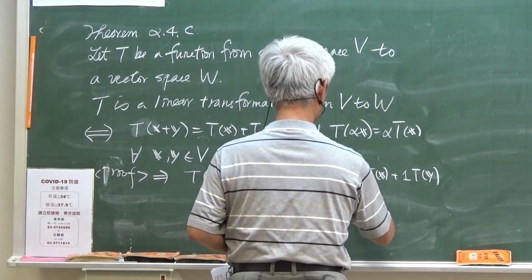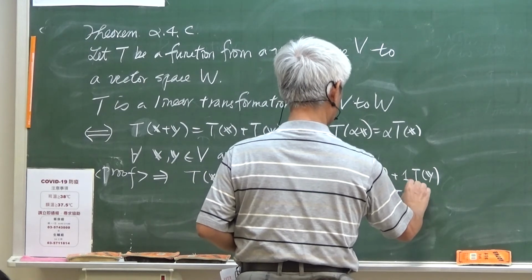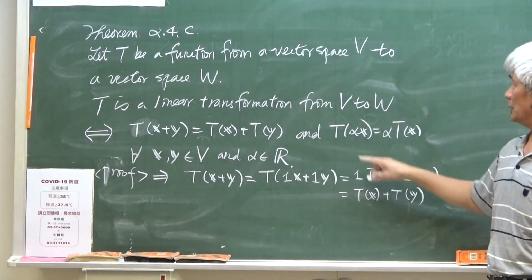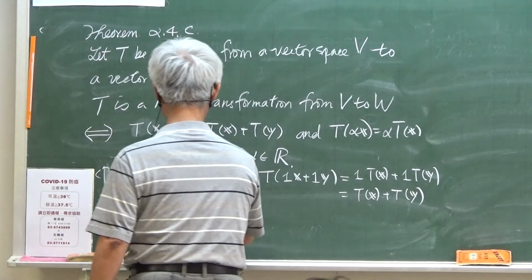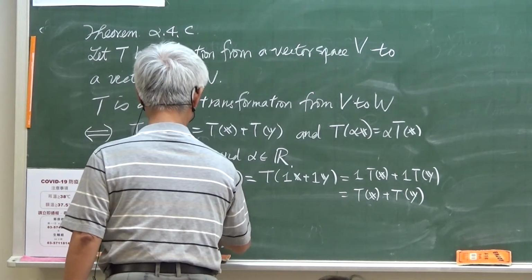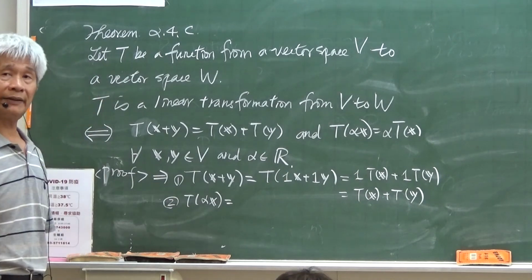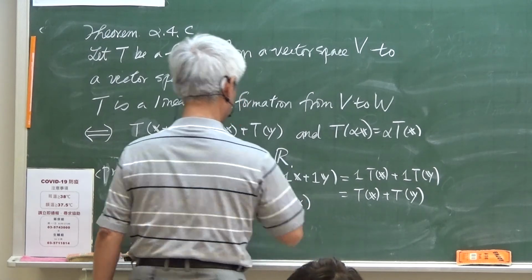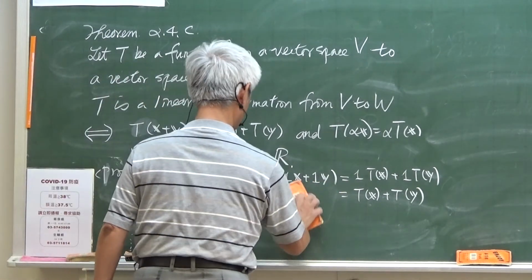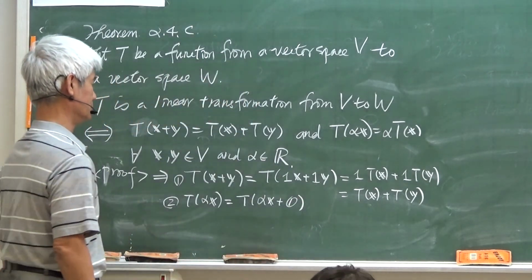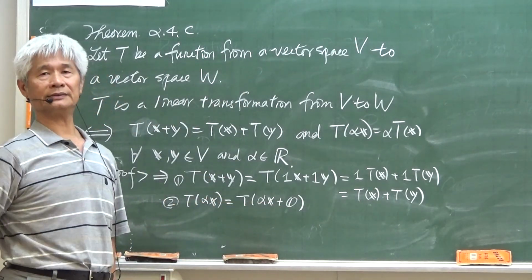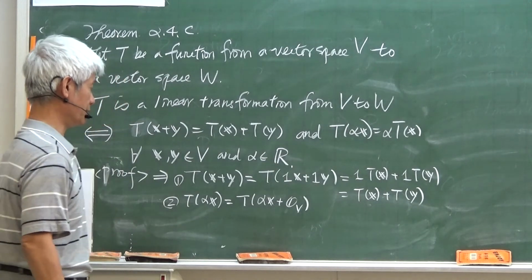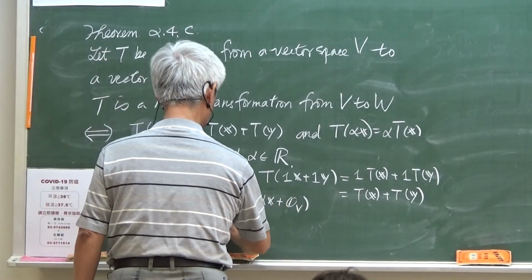Okay, and so this is T(x). So we use axiom 7 again in W, so that we have that. So we establish this. And the second thing is T(alpha x). So what's T(alpha x)? Well, T(alpha x plus 0x). Okay, maybe I will do it one by one. So I can add a 0, and this 0 is in V specifically, because this is the zero element.